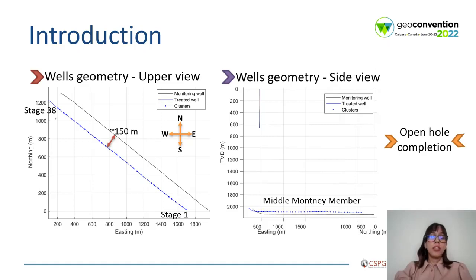This is the well's geometry of the site. The treated well is the blue line, and the monitoring well with the DAS fiber is represented by the black line. The fracturing operation had 38 fracturing stages, represented by the blue circles. This fracturing treatment was an open hole ball drop completion. Both wells are in the middle member of the Montney formation, and the separation between them is around 150 meters.